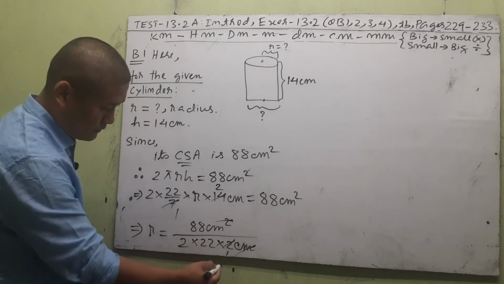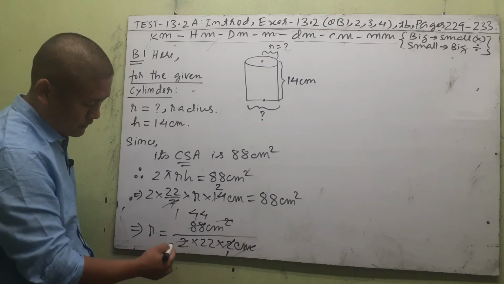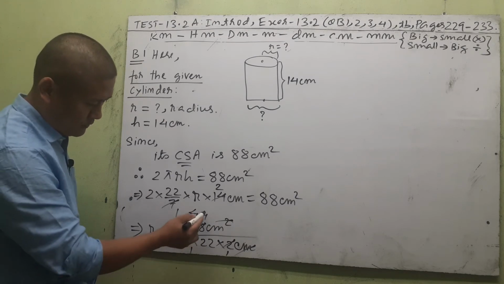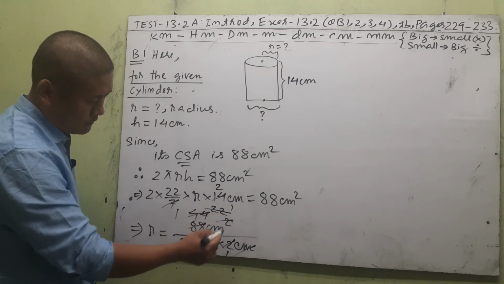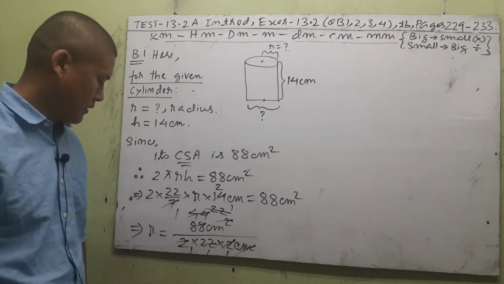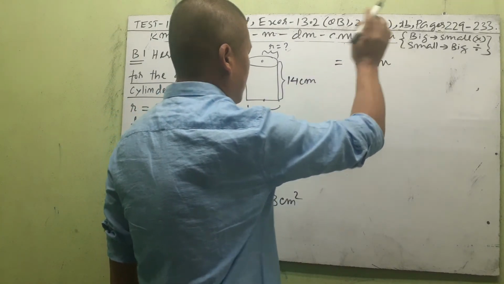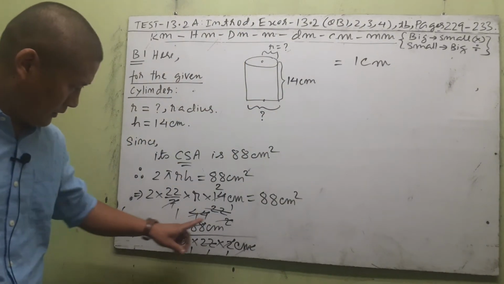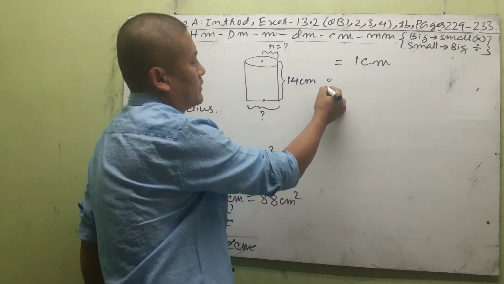Then 2 1s are 2, 2 4s are 8, 2 4s are 8. Again, we can cancel this 2 1, 2 first maybe, 2 1s are 2, 2 2s are 4, 2 2s are 4. And 22 1s are 22, 22 1s are 22. So we're left with radius equal to 1 centimeter. See, 1 centimeter. So therefore, question is asking the diameter.